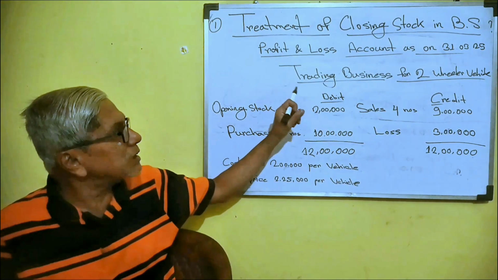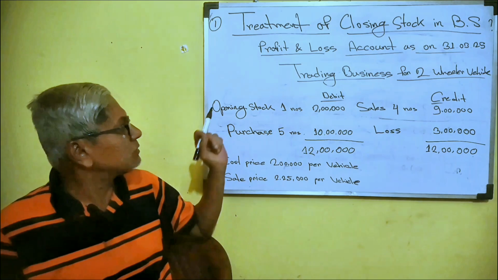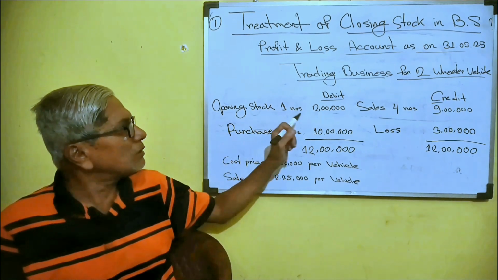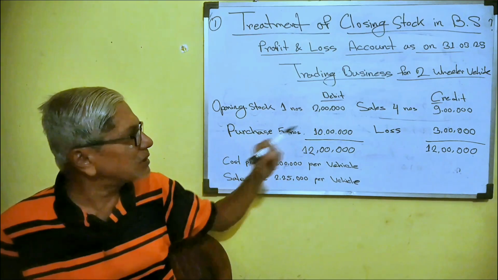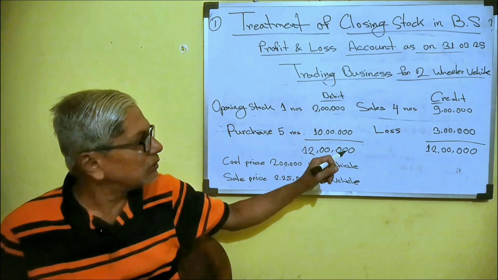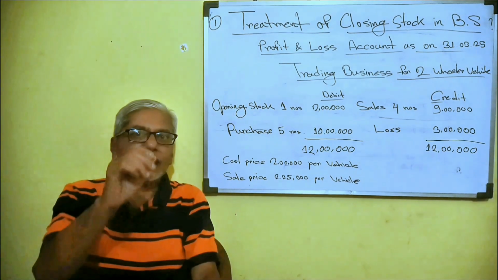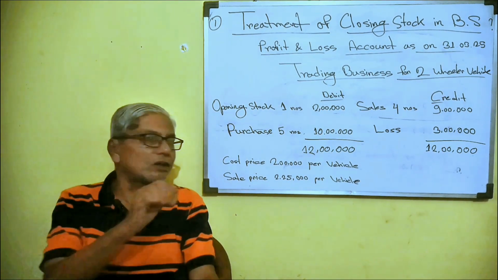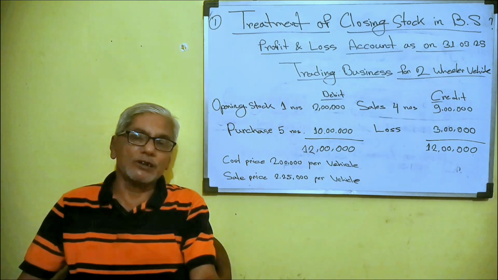The dealer is in the trading business of two-wheeler vehicles. He is a trading business. Opening stock is 1 number, that is 2 lakhs. Purchase is 5 numbers, 10 lakhs. Sales is 4 numbers, 9 lakhs. Loss is 3 lakhs. They can ask you whether the profit and loss account gives a true and correct picture.